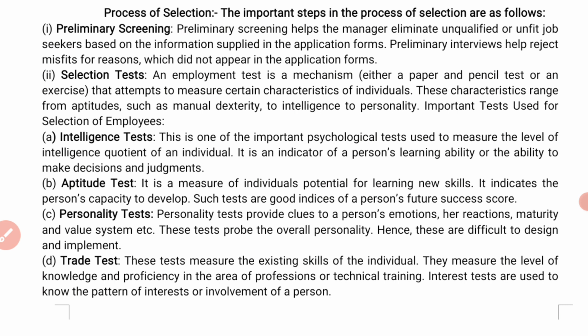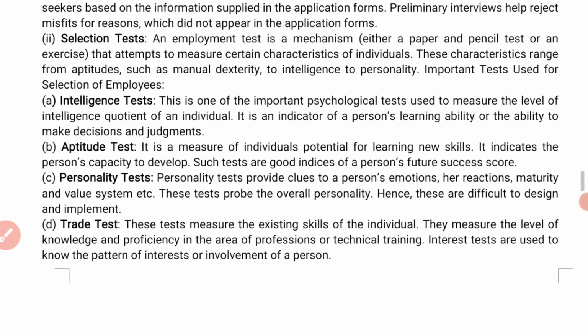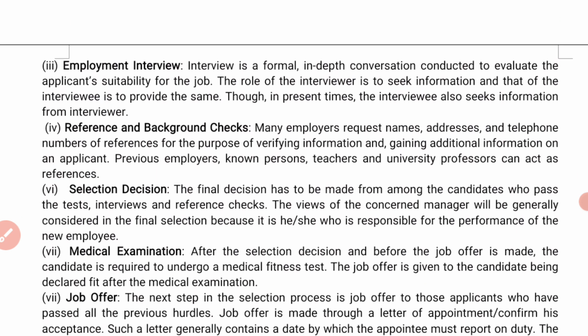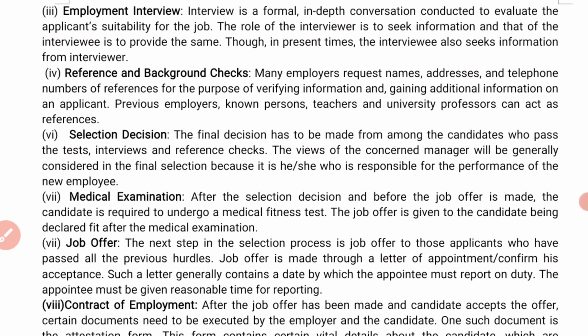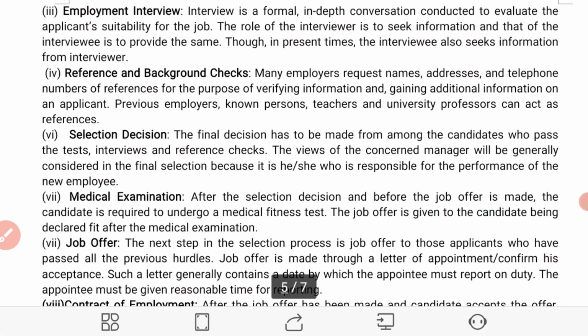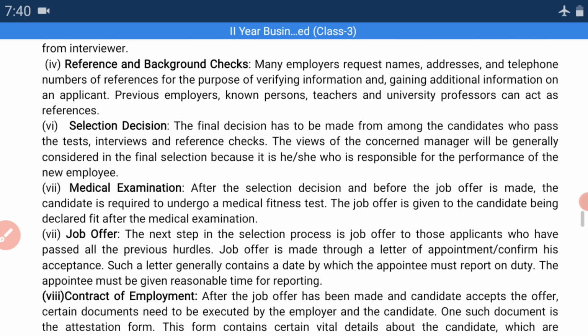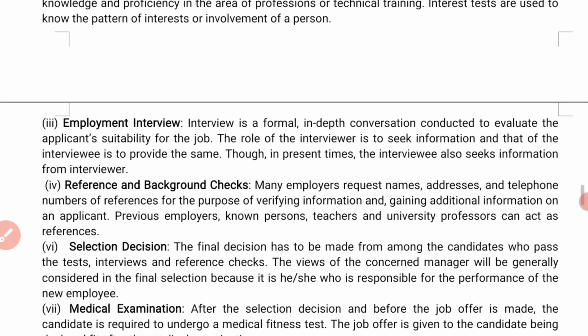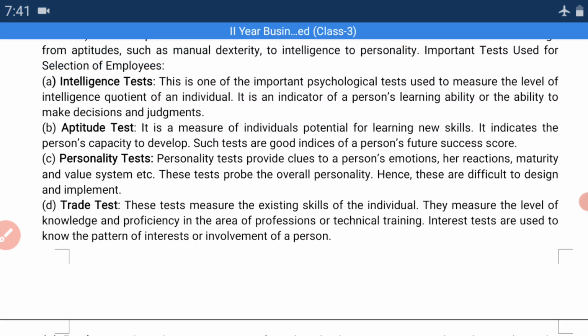The first one is primary screening. Second, selection test. In selection test, again 4 tests will be there. Next, third step, employment interview. Then fourth, reference and background checks. Next, selection decision. Then medical examination, job offer. Then the last one, contract of employment. So these are the 8 steps which are involved in the process of selection. So let us see them one by one.